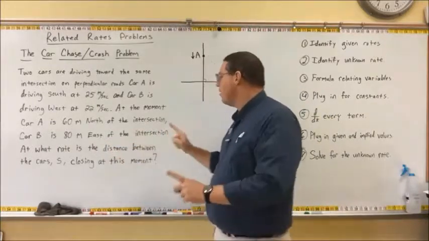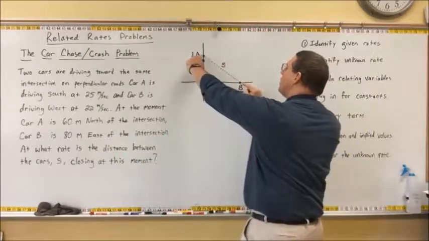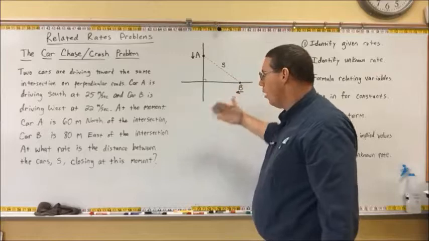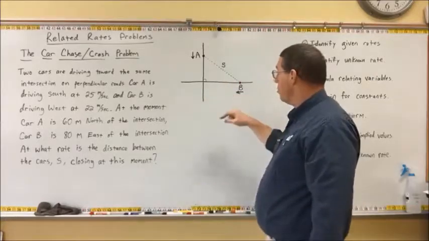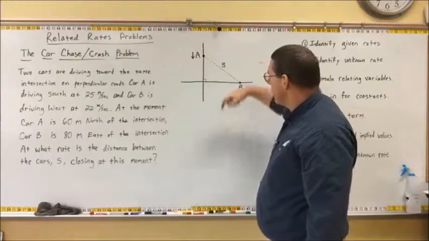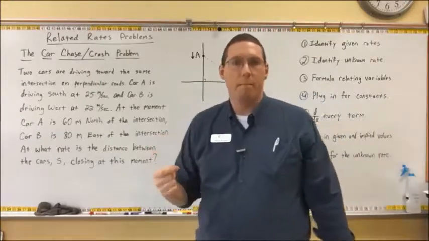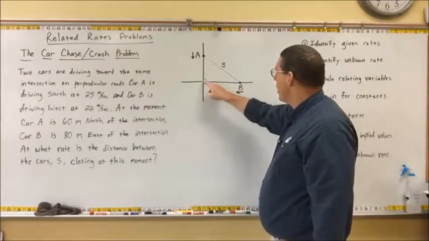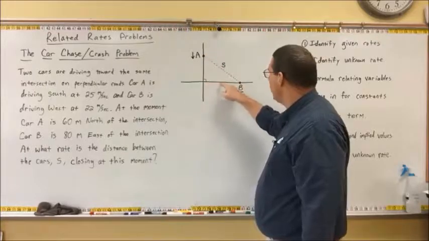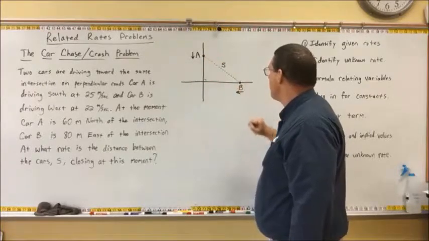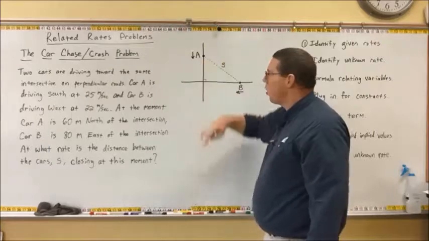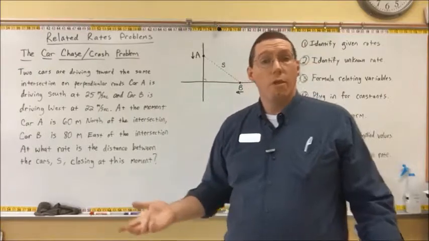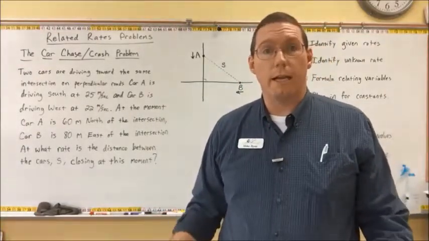At what rate is the distance between the cars, the straight line distance, which is a hypotenuse, that straight line distance between the cars, at what rate is that distance closing? We're calling it S. At what rate is that distance getting shorter at that very moment? And so notice that the two cars and the intersection create a right triangle where the hypotenuse is the distance between the cars, and the two legs are the distances of the cars from the intersection. Okay? So this is another right triangle related rates problem.